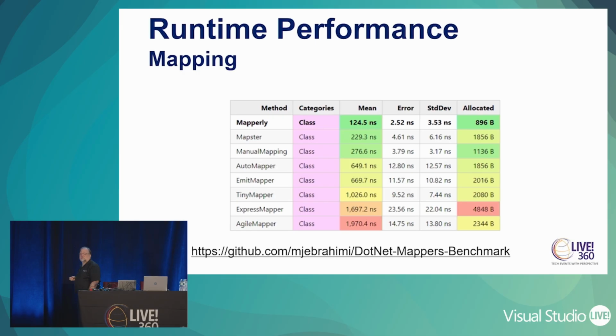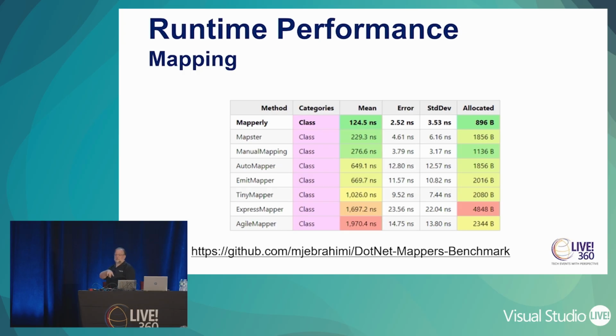How many people use AutoMapper? Okay. AutoMapper is not the most performant option that's out here, right? And so on this one, I think Mapster is a source-generated version of being able to do similar kinds of things that AutoMapper does. But you can see here the performance difference between AutoMapper at 649 nanoseconds as compared to Mapster at 229 nanoseconds, right?